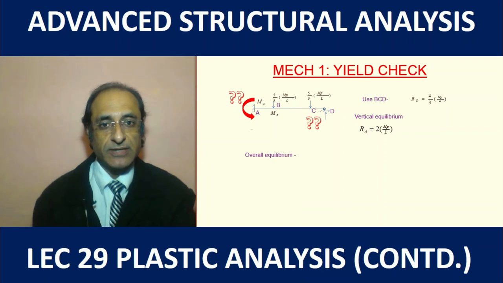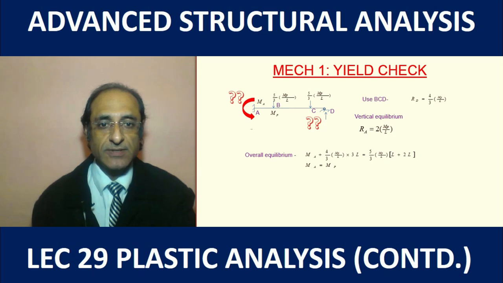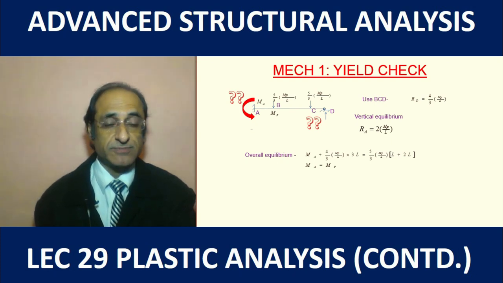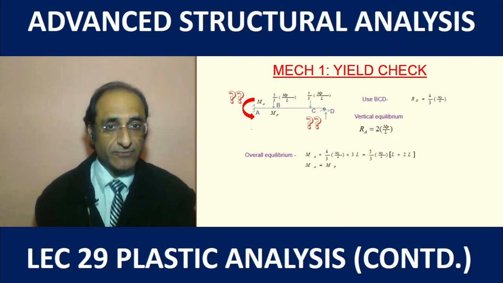You can do these calculations yourself, and once we have these 2 reactions, we can find the moment MA from the overall moment equilibrium of the entire structure. This comes out to be MP. So is it good news? Yes, good news, but then we have to investigate further, because at A we definitely have the moment equal to MP, but then should we check at point C also?